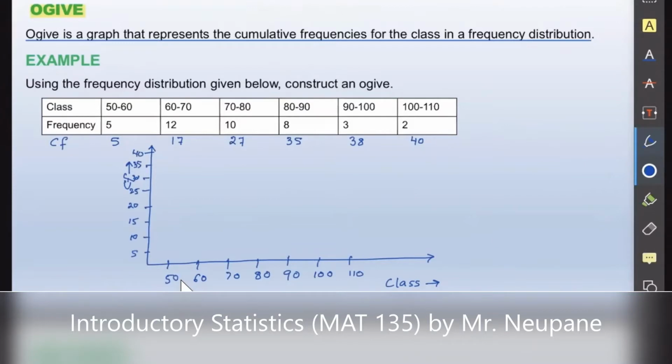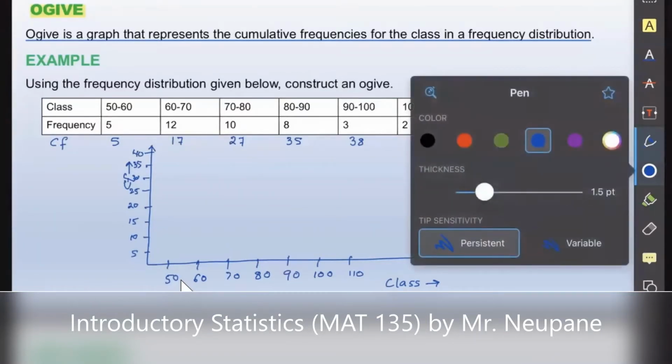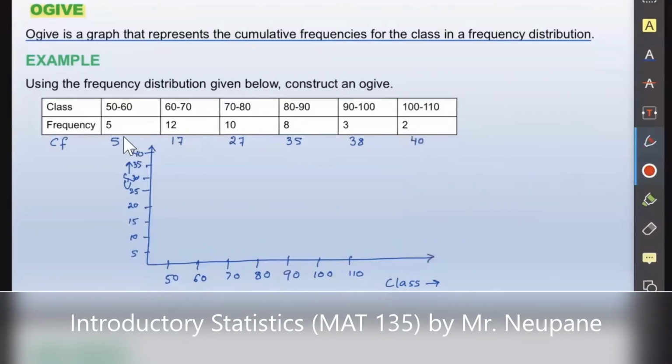Now we are going to plot the points, and the way we plot the points for 50 to 60, we use the midpoint. So the midpoint of 50 to 60 is somewhere here, 55, and the cumulative frequency is 5. So we'll plot that point there. Do you understand how I did that? So this is the class 50 to 60. Can you see my mouse moving there? For that, the cumulative frequency is 5.